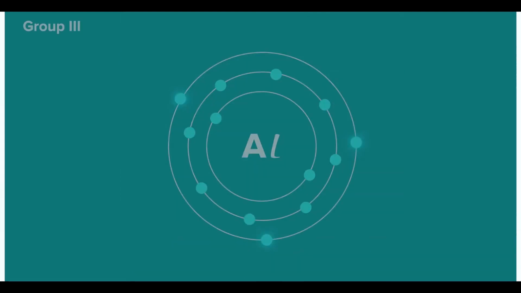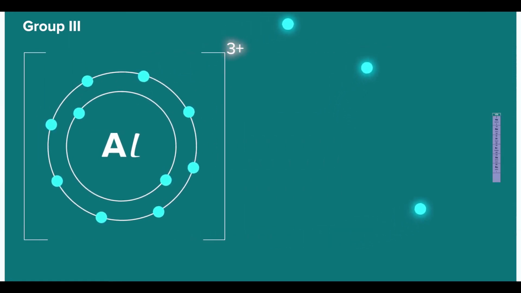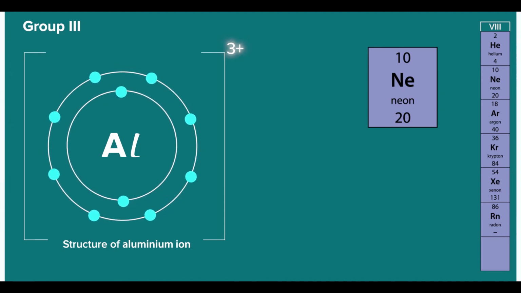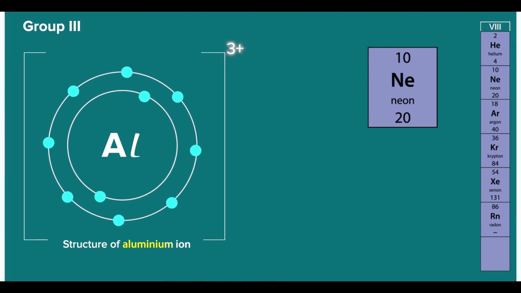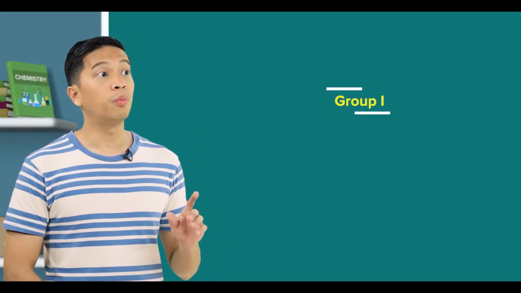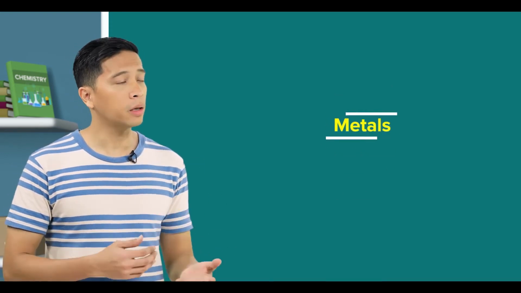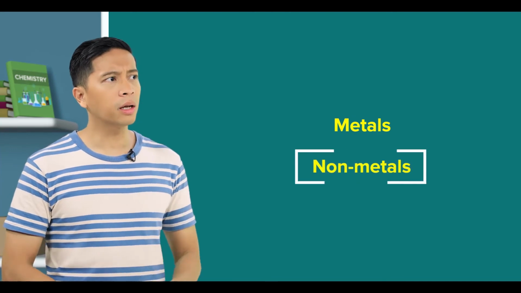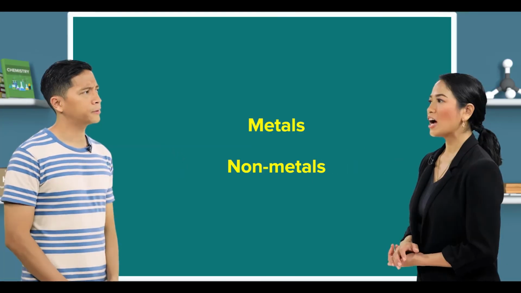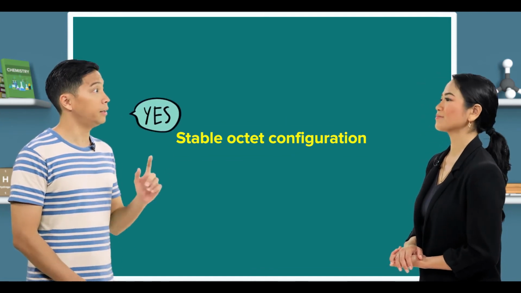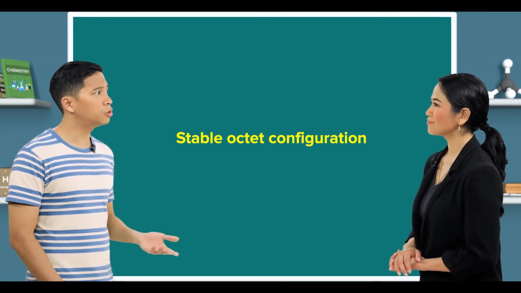For example, aluminium donates 3 electrons to achieve the stable neon gas configuration. Thus, it becomes an aluminium ion with a +3 charge. But teacher, those are elements in group 1, 2, and 3, and thus they are all metals. How about the nonmetals on the upper right section? You mean, how do they achieve the stable octet configurations? Yes. Do they donate electrons too?